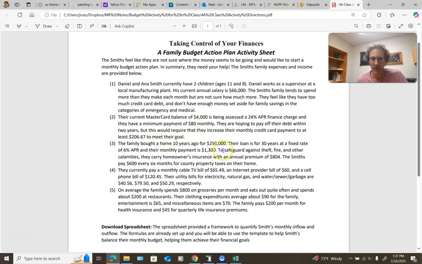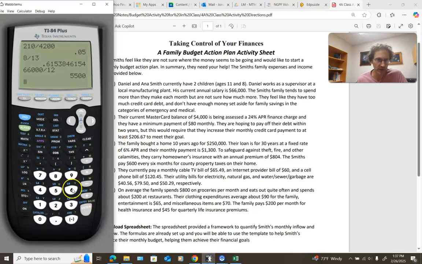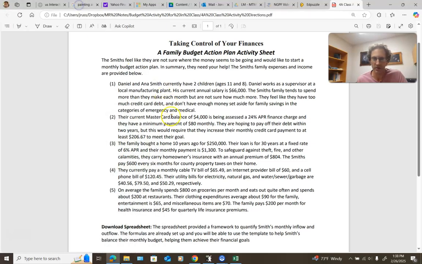All right, and it says to safeguard against theft, fire, and other calamities, they carry homeowners insurance with an annual premium of $804. Okay. All right, now we need to include this expense, but this is an annual premium, so we need to prorate this. So $804, if you divide that by 12, then we get $67. Okay. So that's homeowners insurance.